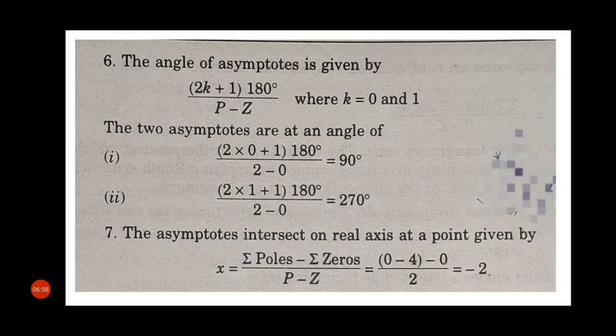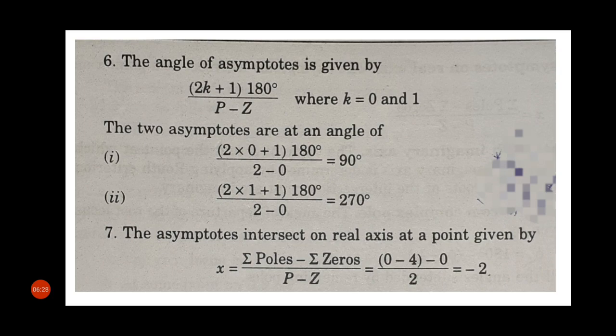Now put the value of K and find the angle of asymptotes. If we put the values of K, then our asymptote angles are 90 degrees and 270 degrees, because we have two poles, and from these two poles two root locus branches start, and that's why we have two angles of asymptotes.